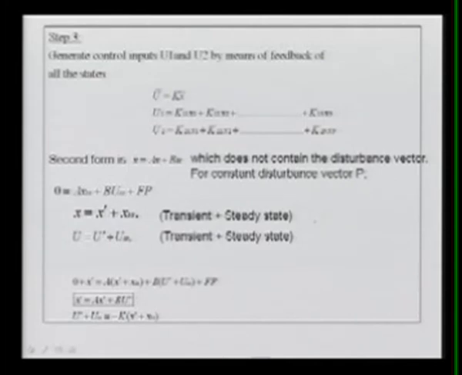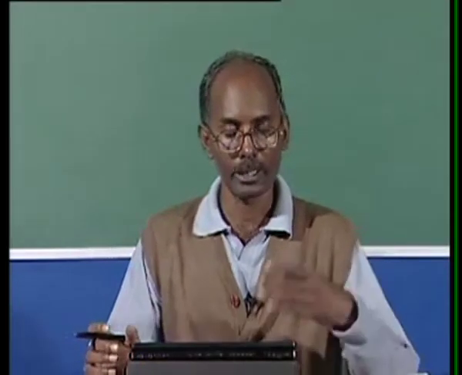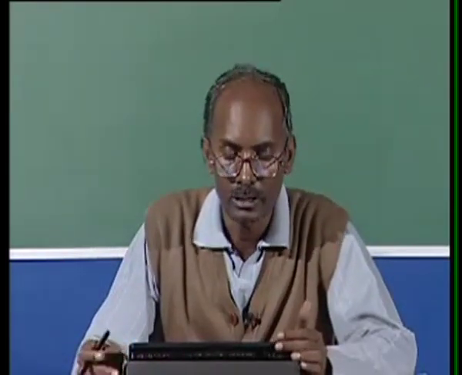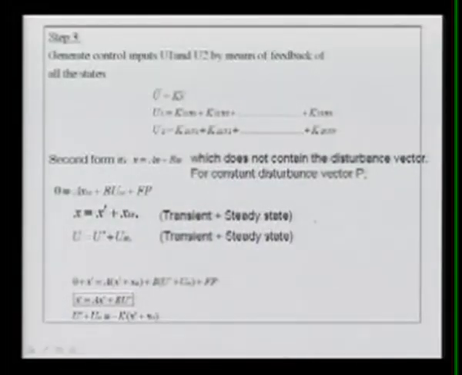After we have represented the system by opening the loop into the state space representation, in step 3, to design the optimal controller, we have to generate the control inputs U1 and U2 by means of a feedback of all the states. We have to take all the states x1 to x9, and the U vector will be K multiplied by x. You know x is 9, so K will be a 2 cross 9 matrix. U1 will be k11 multiplied by x1, k12 multiplied by x2, till k19 multiplied by x9. So we are getting a linear combination of all the states and feeding it to input 1, and we have to calculate the gains k11 to k19.